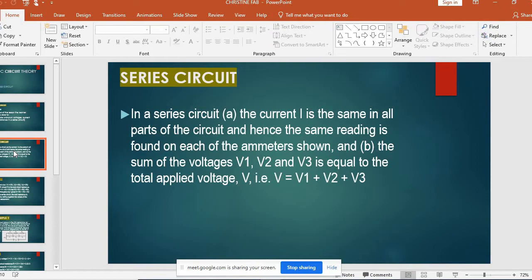In a series circuit, the current is the same in all parts of the circuit, and hence the same reading is found on each of the ammeters shown. Also, the sum of the voltages, that is voltage 1, voltage 2, and voltage 3, is equal to the total applied voltage. That is, V, the total voltage, is equal to V1 plus V2 plus V3. So if you add V1, V2, and V3, you find the total, which is VT. That is how we find voltage in a series circuit.